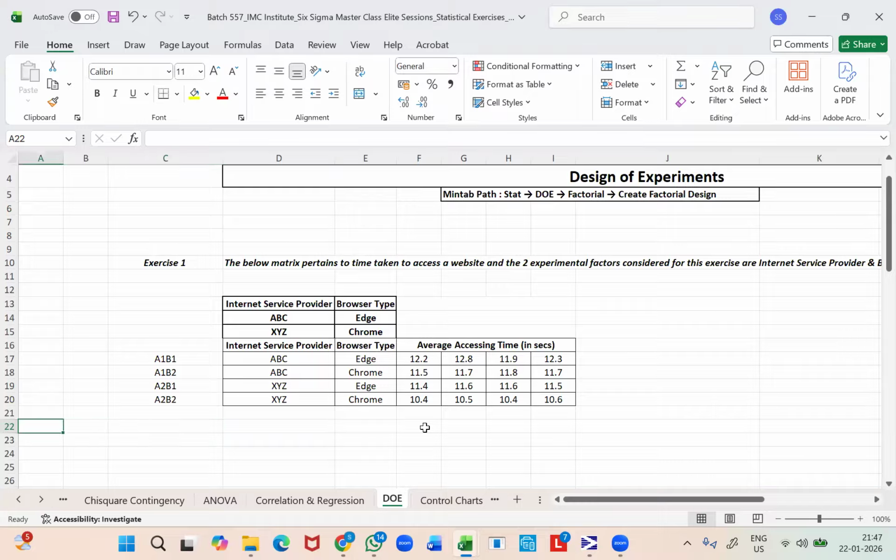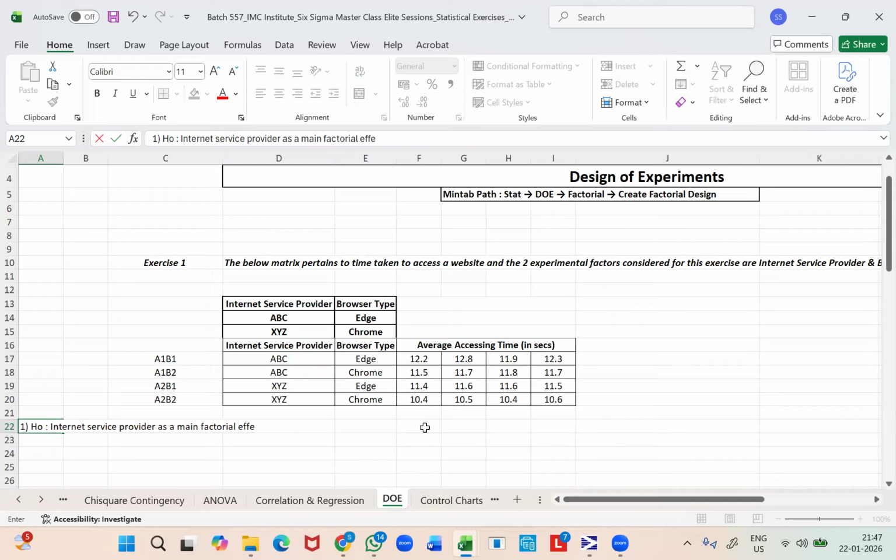So let us frame these three pairs of hypothesis statements. So the first pair, H naught colon, internet service provider as a main factorial effect is insignificant, because significance is what we need to prove, right? So I will frame the null hypothesis as the factorial effect is insignificant.